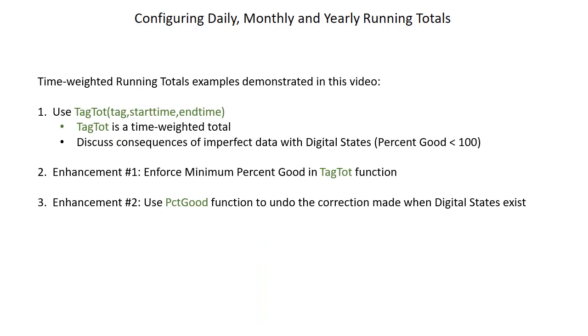How can we correct for some of this? Our first enhancement is to enforce a minimum percent good in the TagTot function. We can force TagTot to provide a result only when there is at least a minimum percent good. A second correction that we can make is to actually undo the percent good division by using the percent good function, and we'll discuss that as well. First, let's enforce a minimum percent good in the TagTot function. However, you need to be aware that this could result in failed calculations if you fall below the percent good.